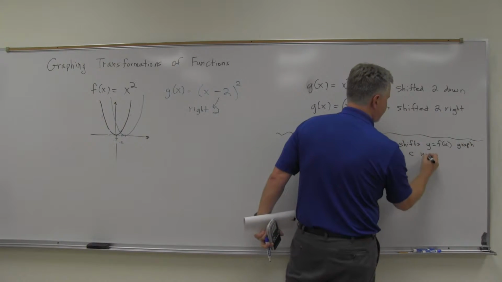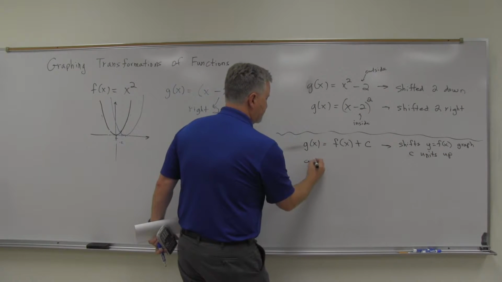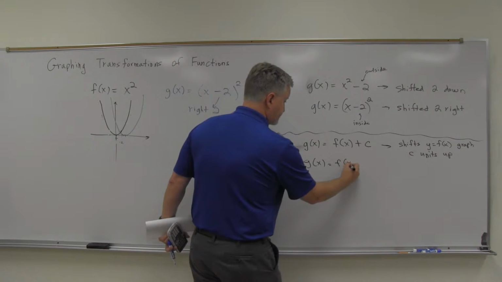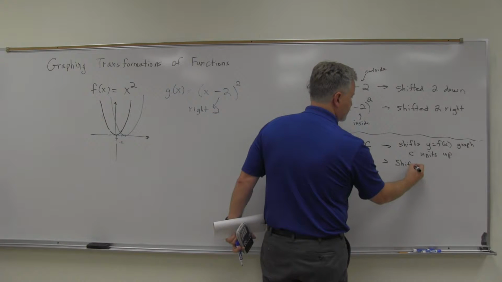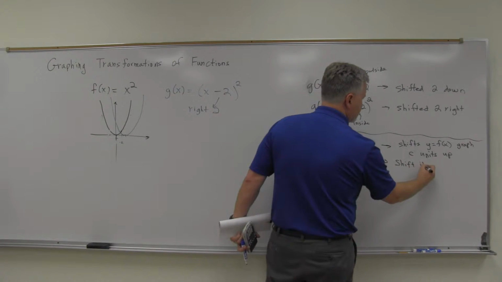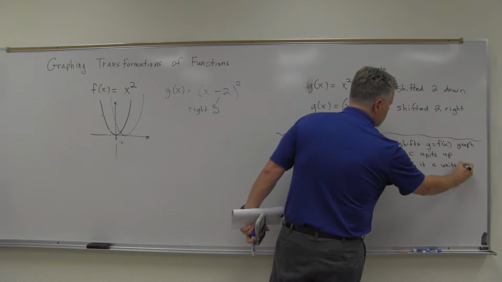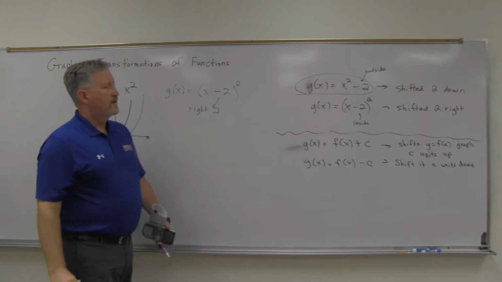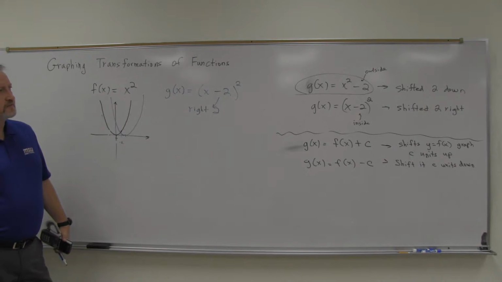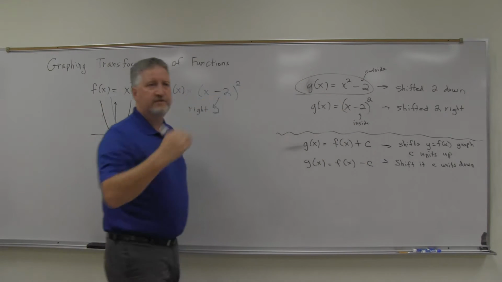C units up. Whereas g of x, if we got f of x and then subtract c, that's going to shift the graph c units down. Similar to g of x equals x squared minus 2, whatever this c is, that's how many units it's going to shift down.